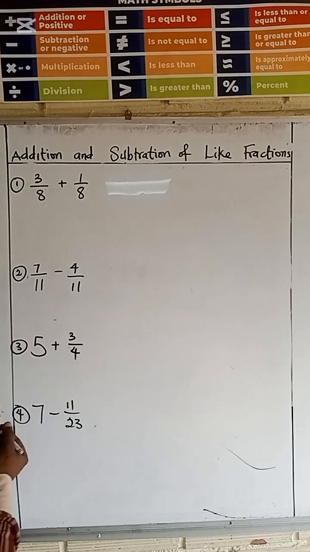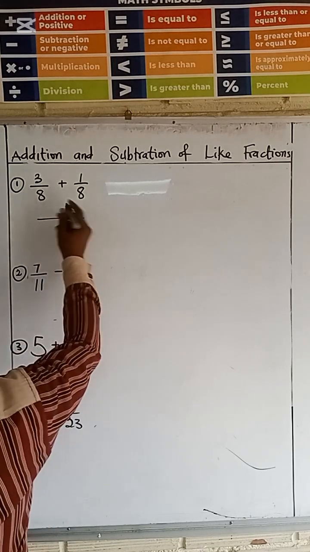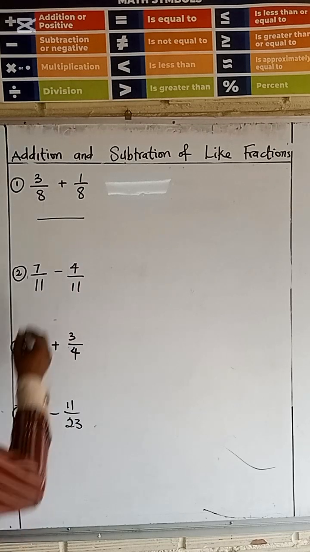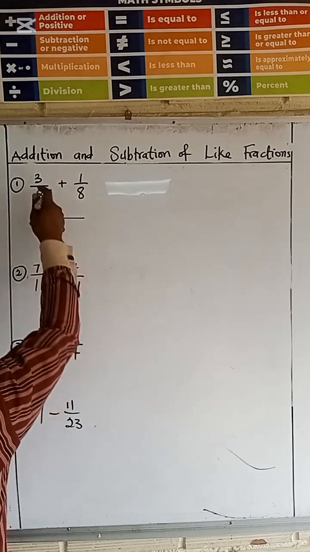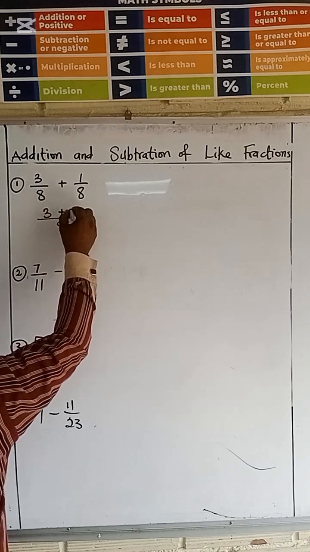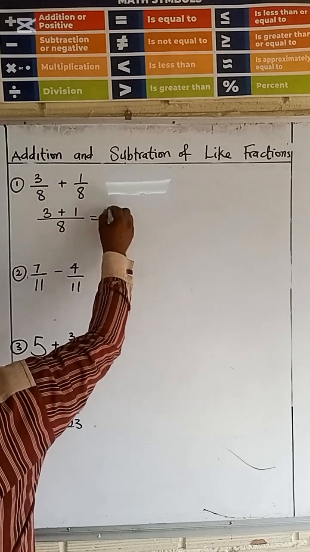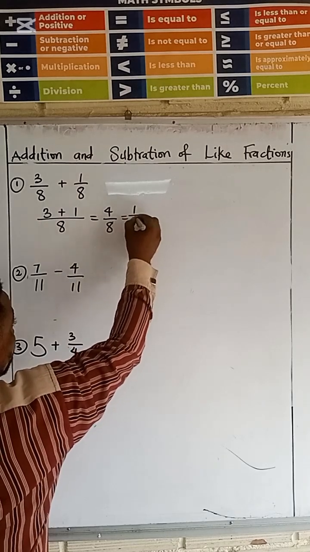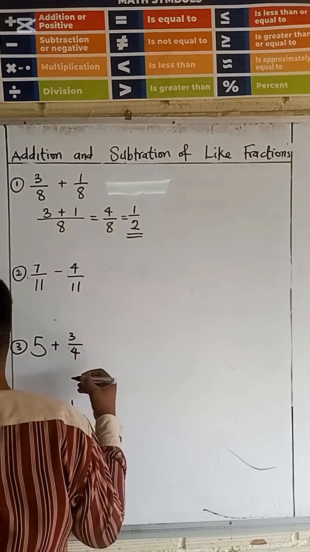It is very simple. Here, you just say this is the common denominator. So we have 8 here. Now, we take the denominator just the way it is. That is 3 plus 1. And this will give us 4 all over 8. And that can be what? 1 over 2. That is simple.